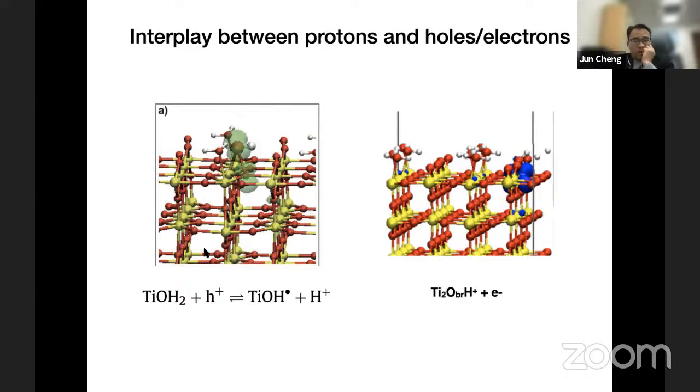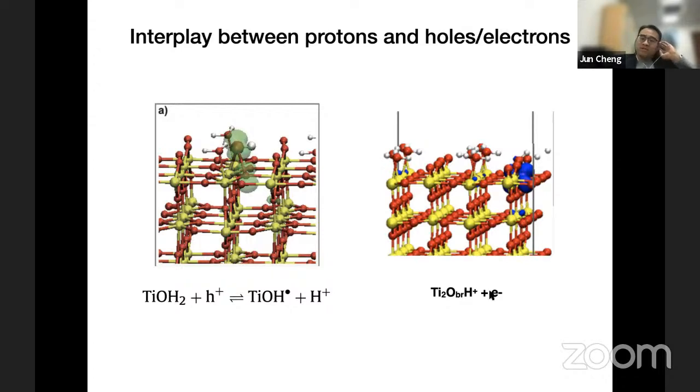Just to show you on the left, clearly we can see that if we have a terminal water, the water can get deprotonated to an OH minus, but at the same site, at a very positive potential, it can be oxidized by a hole from the bulk to form a terminal OH radical. Okay, in this case, the proton and holes couple strongly chemically at this surface site, at this surface OH group. So that's not purely electrostatic.